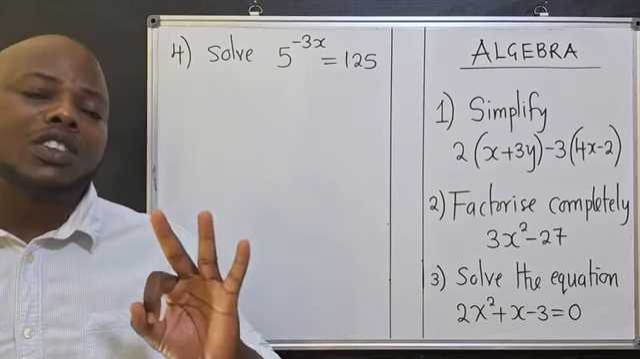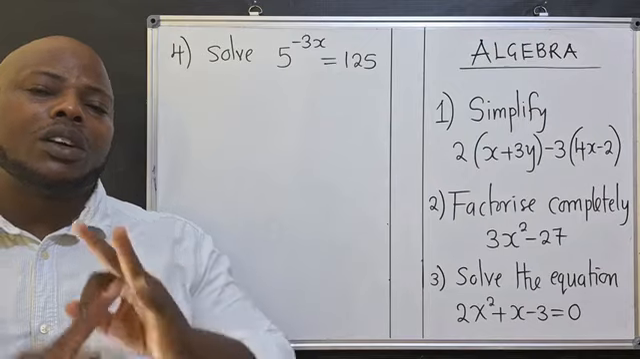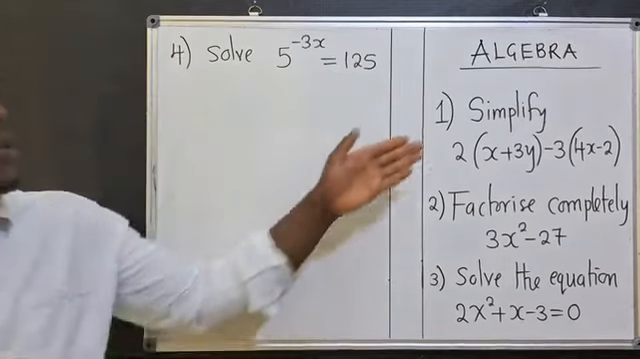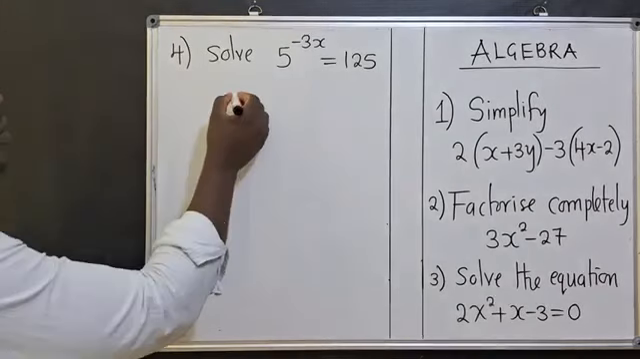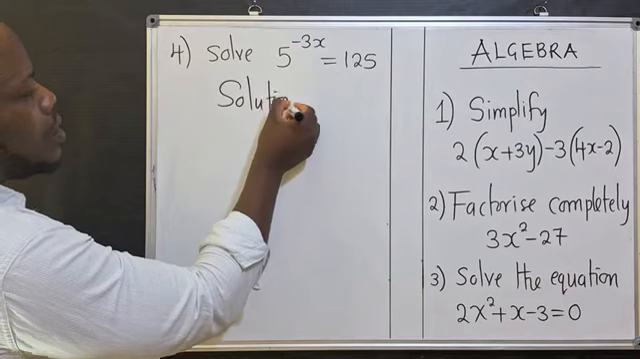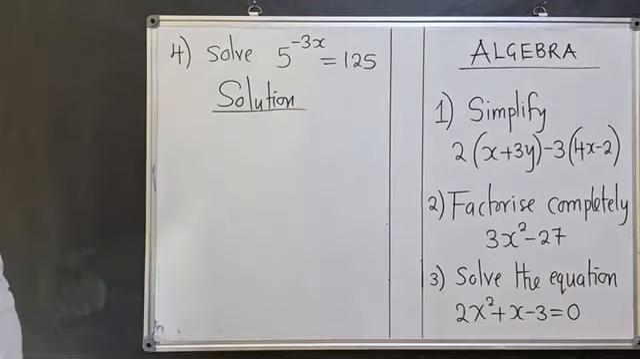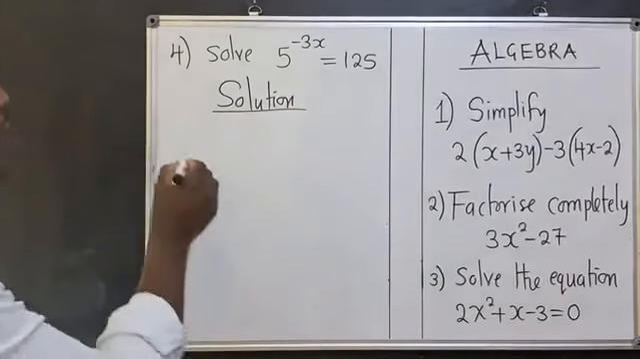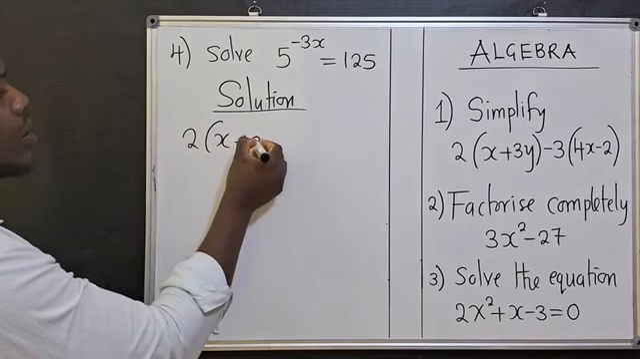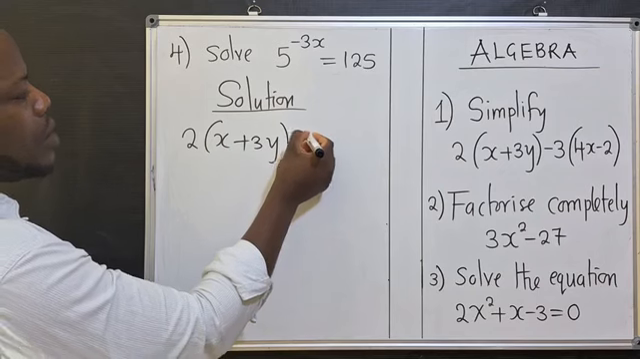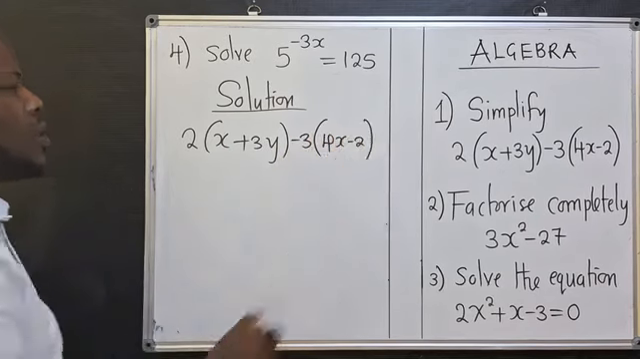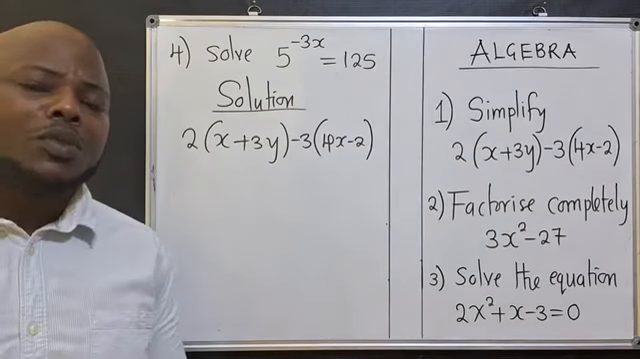So there are three things that you need to know under algebra. That is solve, factorize, simplify. So let's start with the first question. So we shall say solutions. Okay. So this is where we are putting our solutions. So for the first question here, it's 2x plus 3y minus 4x minus 2. So they wanted us to simplify.